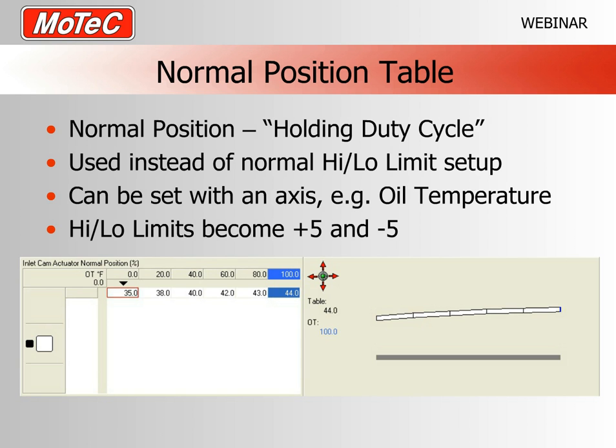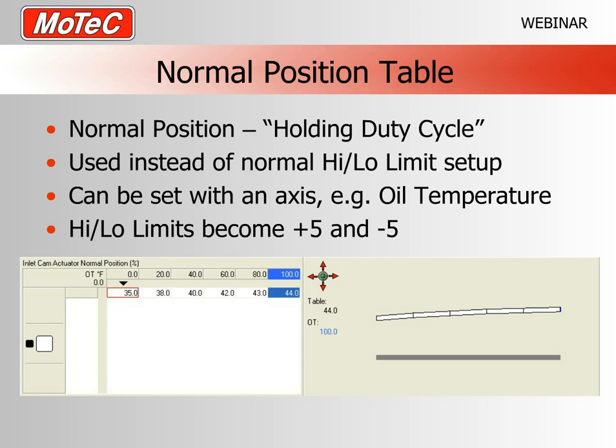Some engines obviously can change from being cold, first cold start of the winter, to being hot, driving around the track in summer. So what you can do is, if you know that the normal position or the holding duty cycle changes with something, generally it would be oil temperature, because oil is what runs the system most of the time anyway, you can actually do some tests. So you find the holding duty cycle when it's cold, the holding duty cycle as it's warming up, and the holding duty cycle when it's hot, and then you can actually build a table.